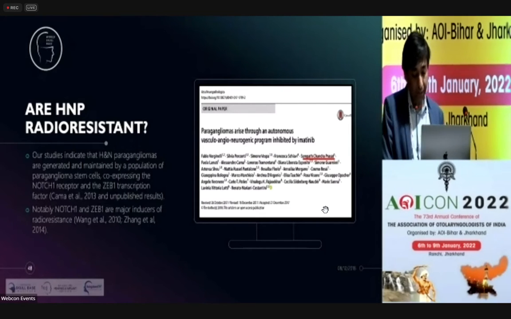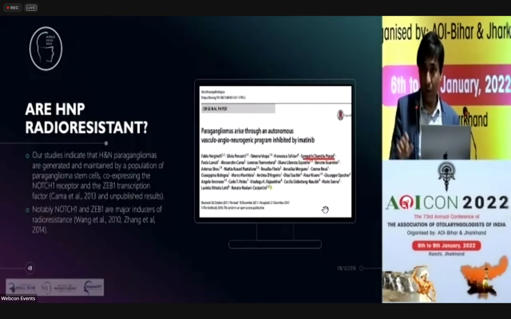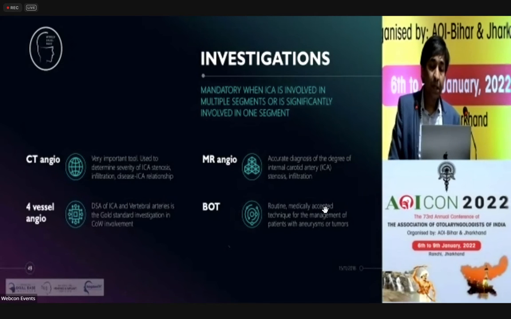So although I put it as one of the options, because a lot of other people would have counseled the patient for radiotherapy, I personally do not offer this as a treatment protocol for any of my patients. So wait and scan and surgery. Radiotherapy is something that I discuss, but I do not offer to any of my paraganglioma patients.